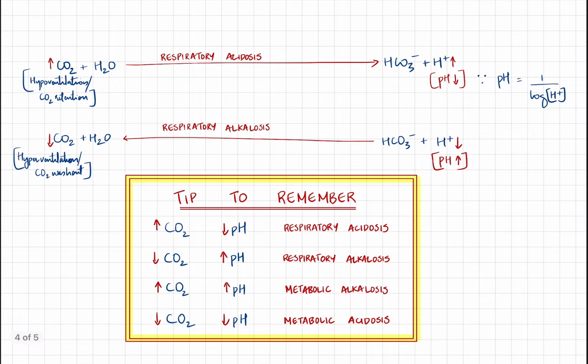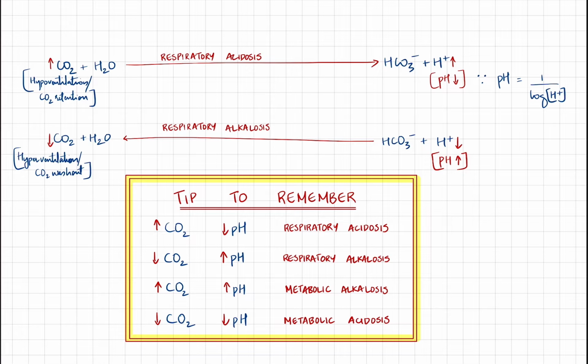Now in respiratory alkalosis, what happens? There is a decrease in CO2. What would be the underlying cause? In a patient of anxiety or panic attack, the patient would be hyperventilating, which could cause a CO2 washout and then a decrease in CO2. Now, as a result, what will happen in the respiratory system? The reaction will start moving towards the left-hand side so as to increase the decreased CO2. And then as a result of this, the hydrogen ion concentration will reduce.